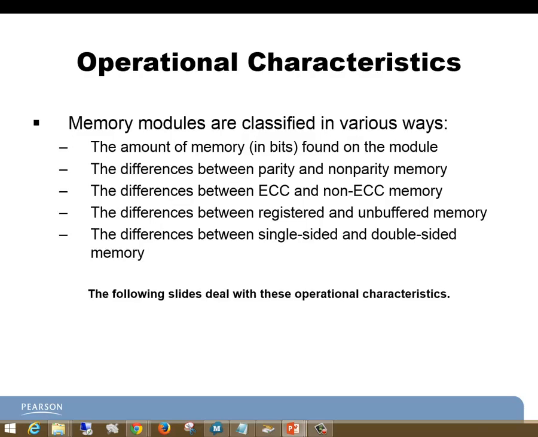So memory is classified in different ways. The amount of memory on each module, the differences in parity and non-parity, ECC and non-ECC, and then registered and unbuffered or unregistered, and single and double-sided. And we'll kind of talk about each of those.